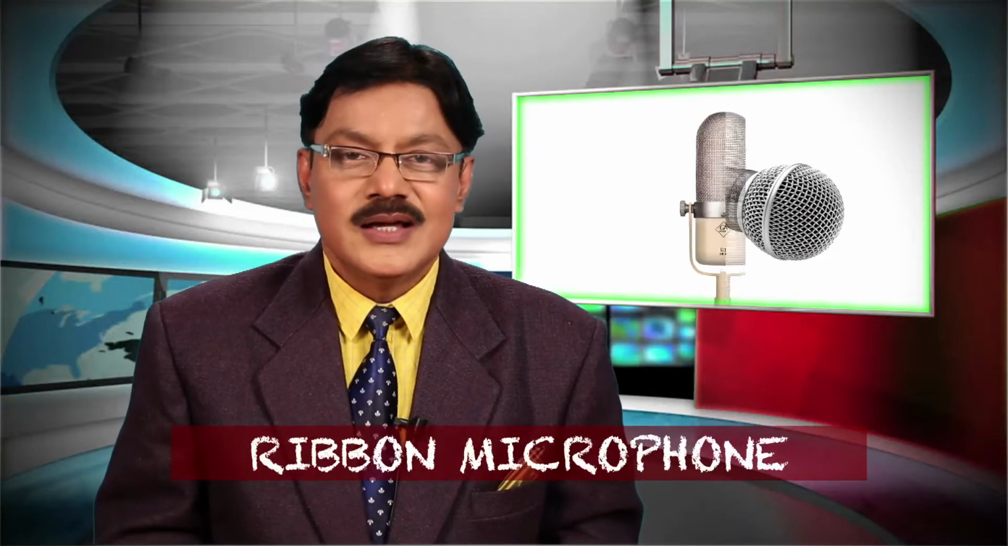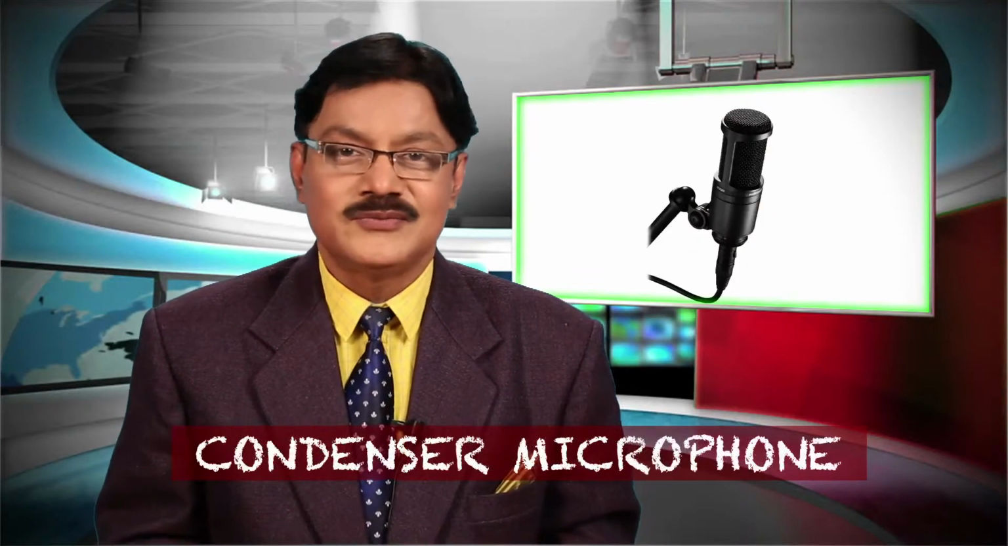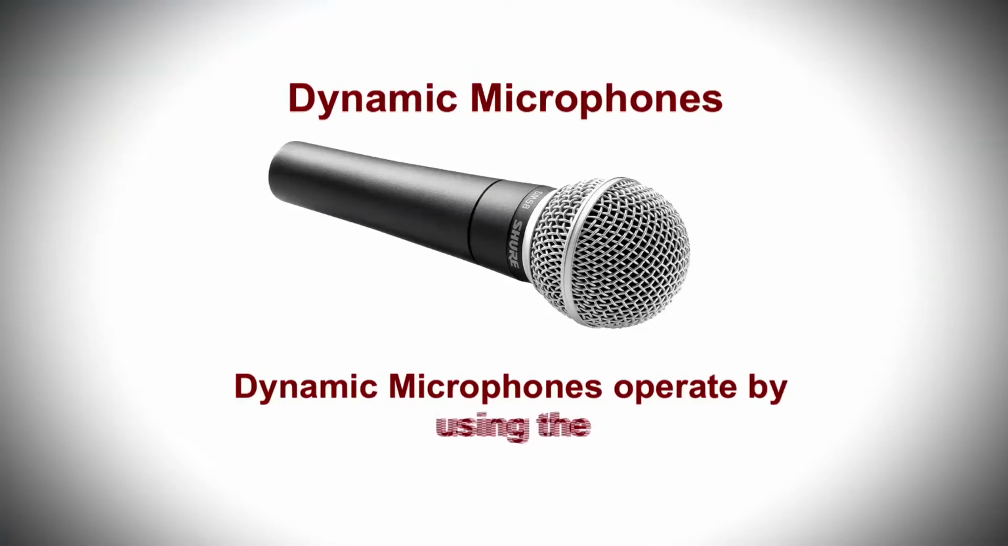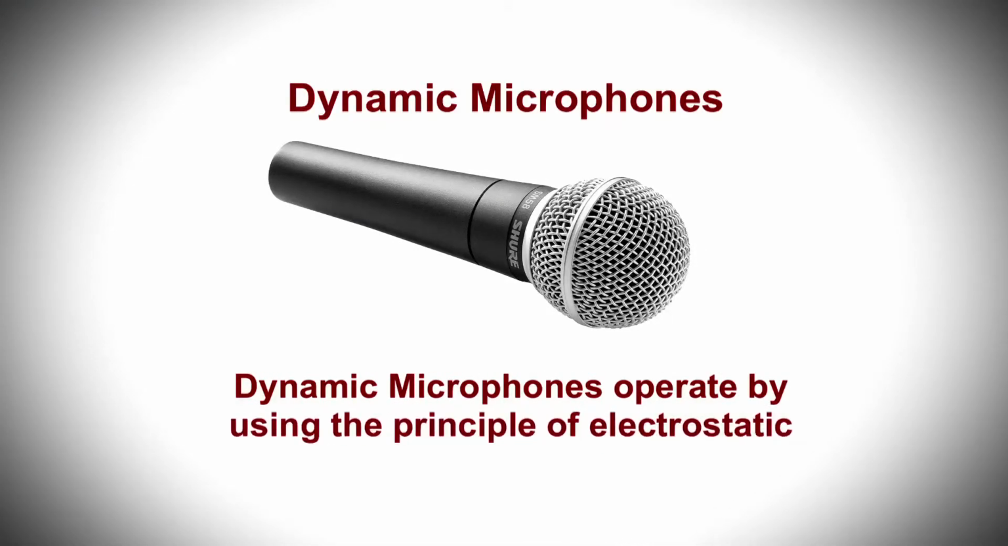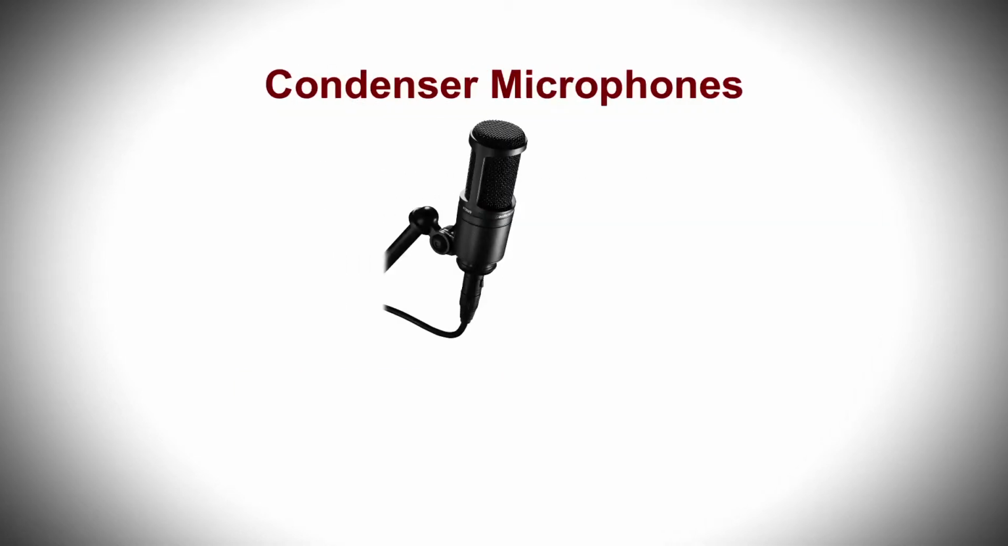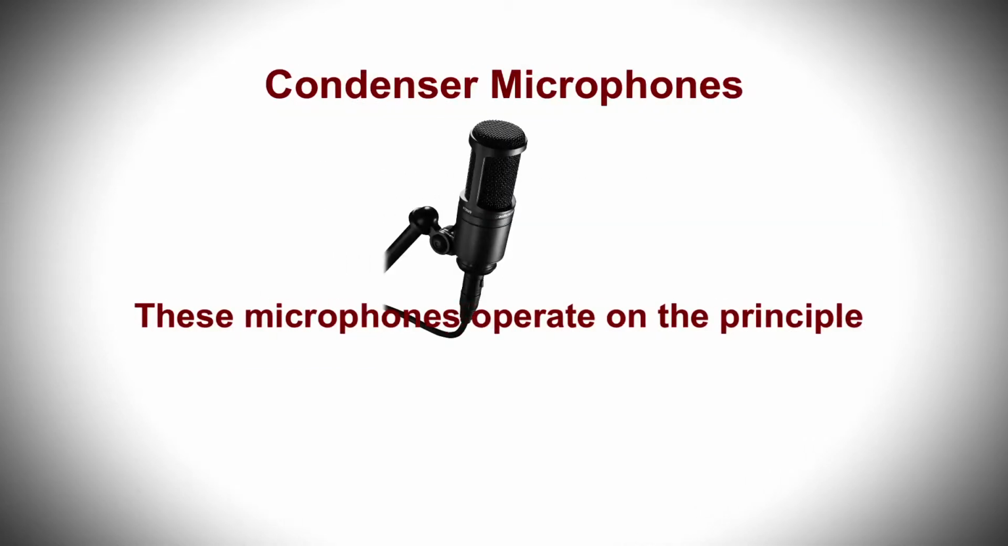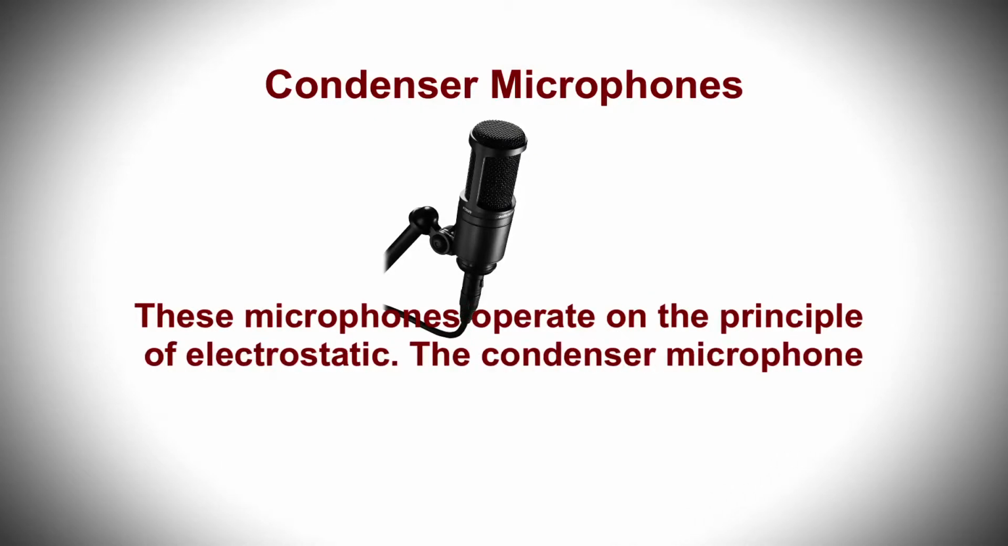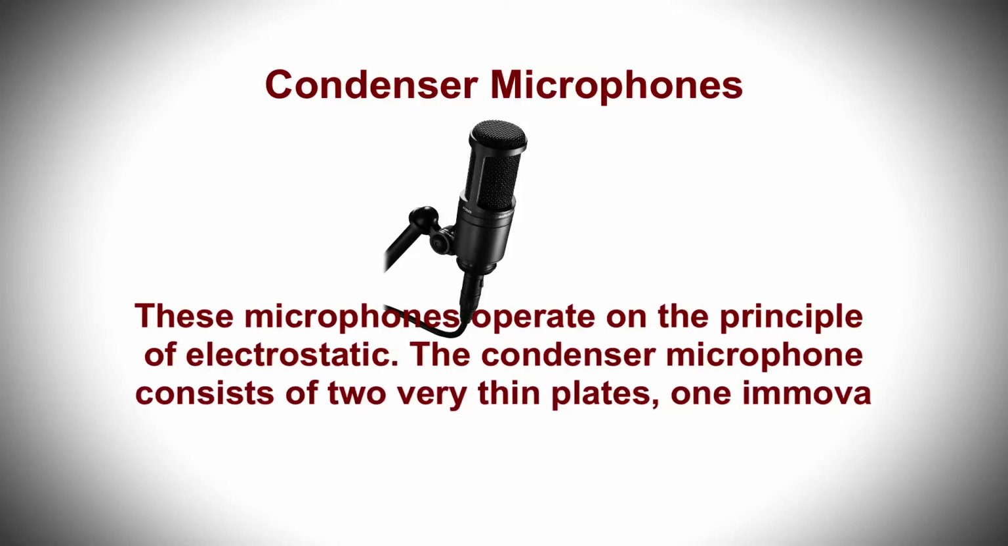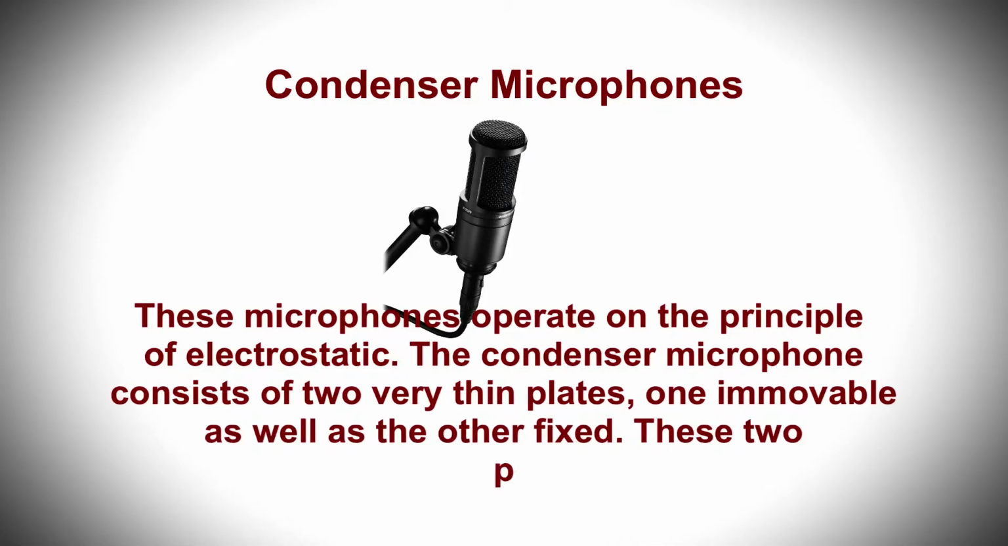Microphones can also be categorized in a different way. They are dynamic microphones, ribbon microphones and condenser microphones. Dynamic microphones operate on the principle of electromagnetism. Condenser microphones operate on the principle of electrostatics. The condenser microphone consists of two very thin plates, one immovable as well as the other movable. These two plates form a capacitor. Placement of the microphones is very important for any qualitative recording.